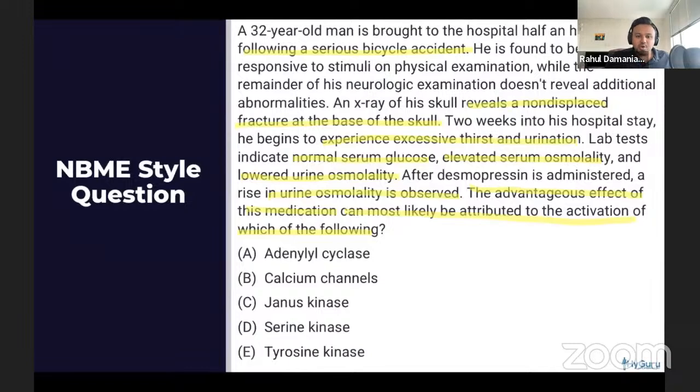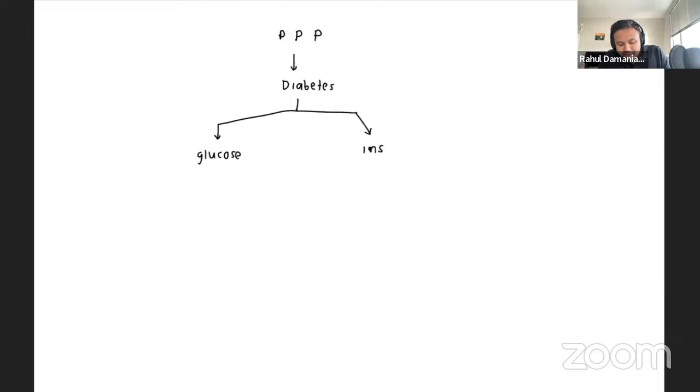Excellent. If you are saying A, adenyl cyclase, you are absolutely correct. Let's go ahead and integrate this question a little bit more. Remember that when you see polyuria, polydipsia, and polyphagia, you want to tell yourself that they're testing diabetes. Now, obviously, if it is going to be a glucose problem, that is going to be diabetes mellitus. However, in this case, the glucose was normal, so you're going down the insipidus route.